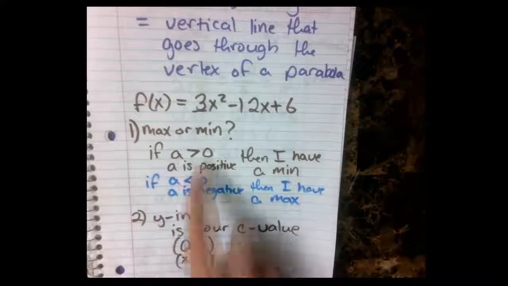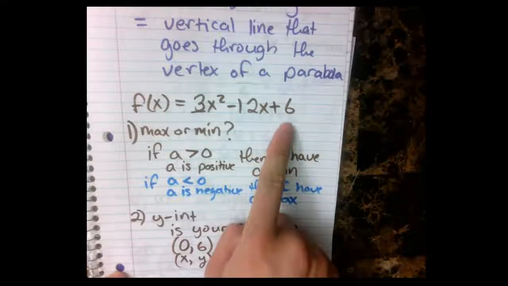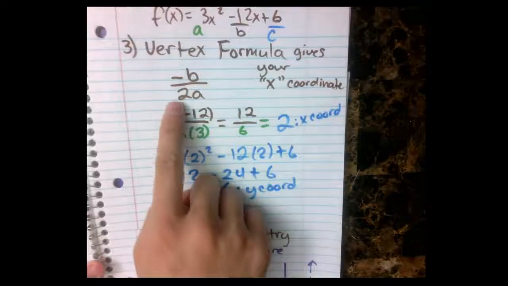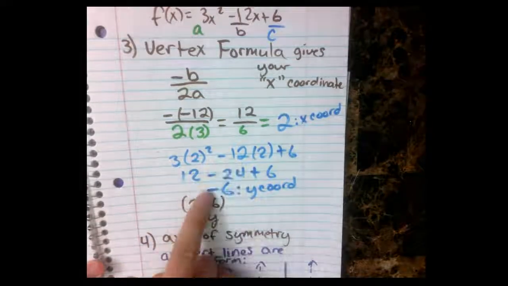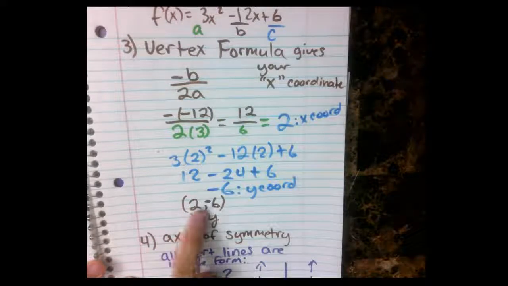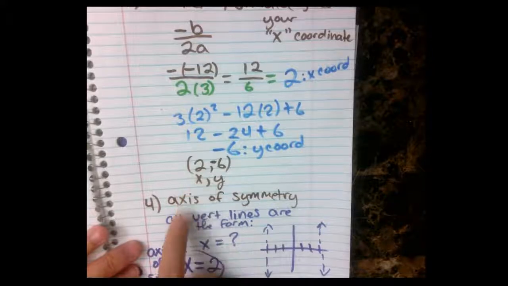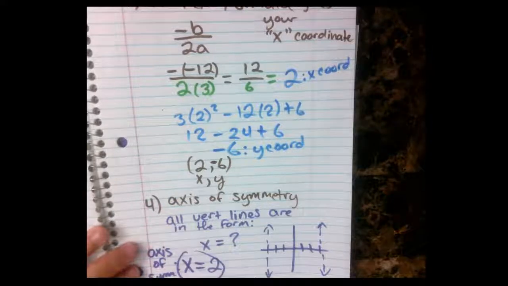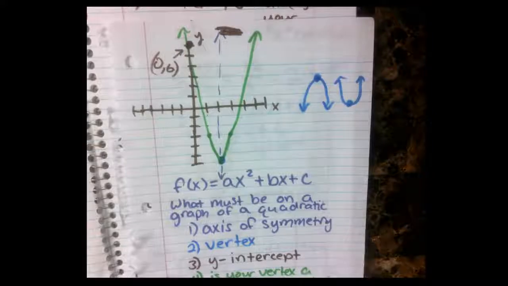Alright, so you need your max or min, you need your y-int, which is just your last number over here, your c value. You need your vertex, which is given by the formula negative b over 2a. That'll give you your x coordinate, you plug it back in, and then you'll get your y coordinate. Here's your final point. And then you need your axis of symmetry, which if you've already found your vertex, is just x equals whatever this number is. In this case, x equals 2. And then when you graph it all, you'll end up with the same exact thing as over here, but you'll have gotten it every single time.